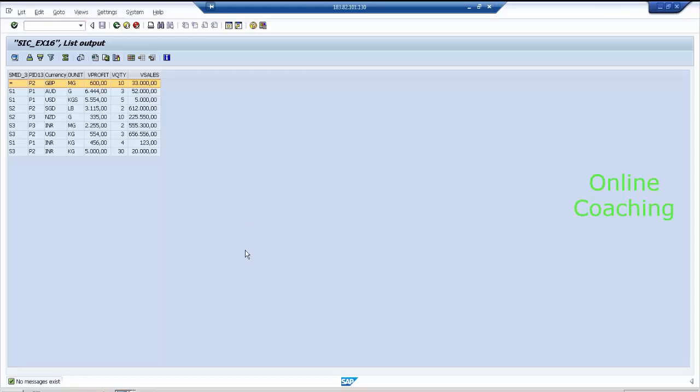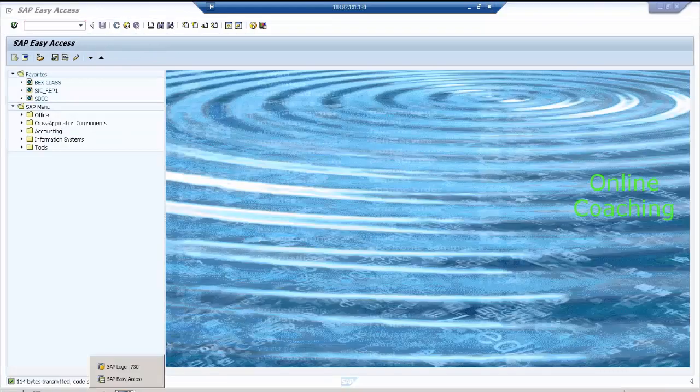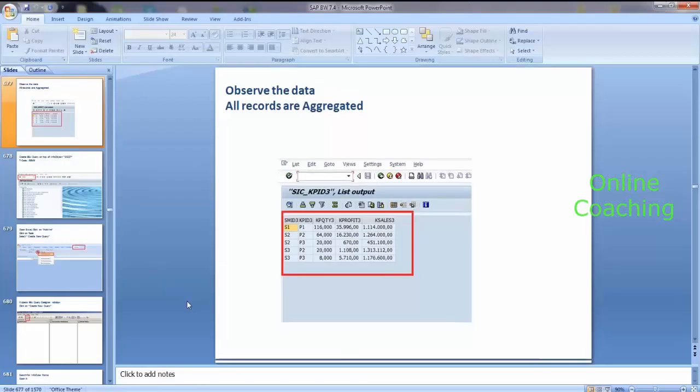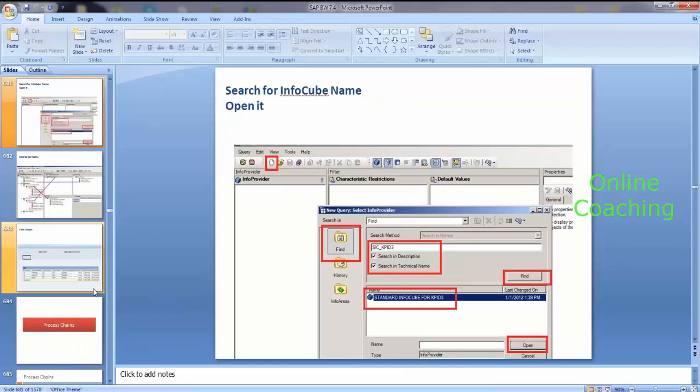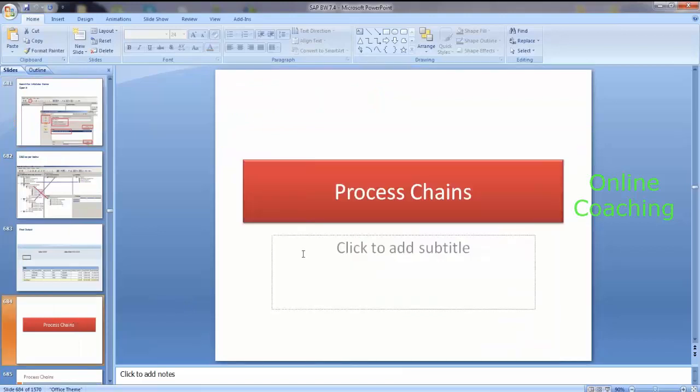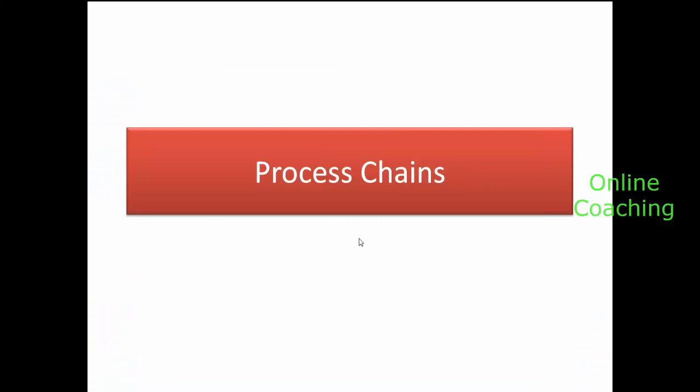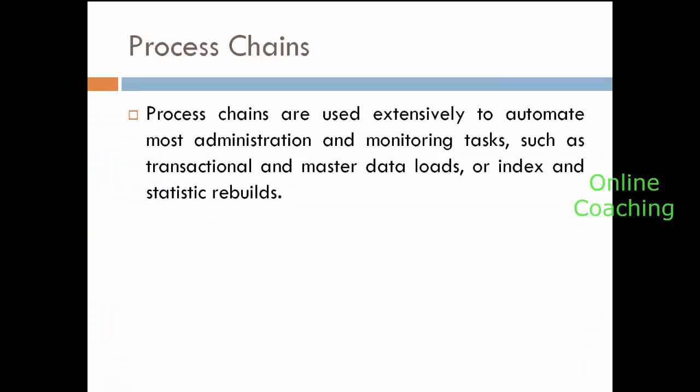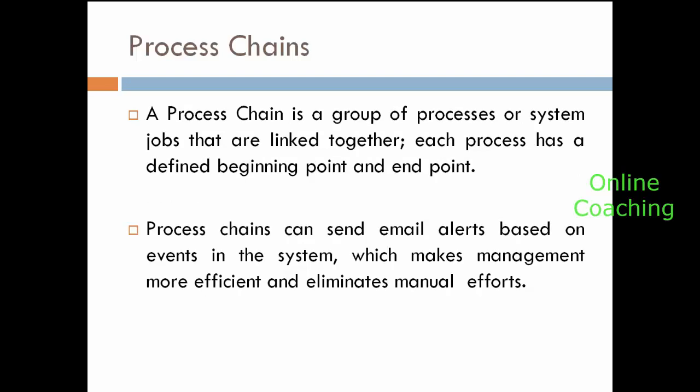Yesterday we created one InfoCube, a standard InfoCube, and we loaded the data. Today I'm going to discuss the second type of InfoCube, and how we can load the data automatically or on a schedule. That is called process chains. We use process chains to automate most administration and monitoring tasks, such as transactional and master data loads, and index and statistics rebuilds, which can be done by using your process chains. What is a process chain?